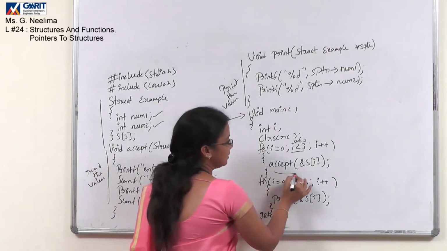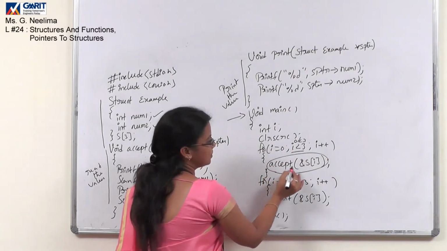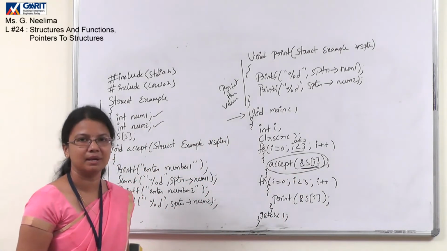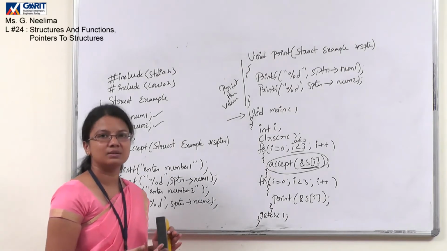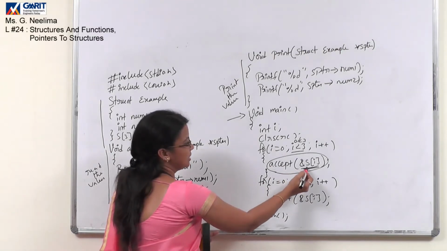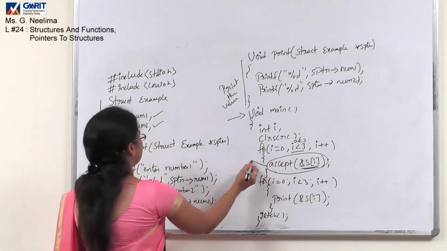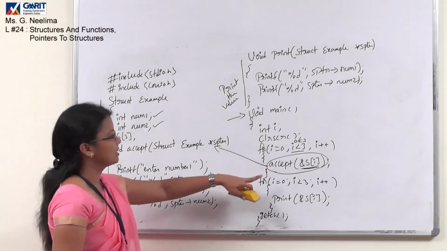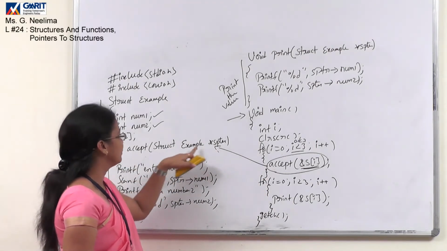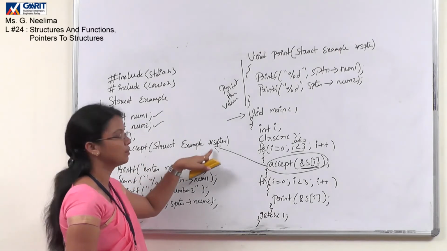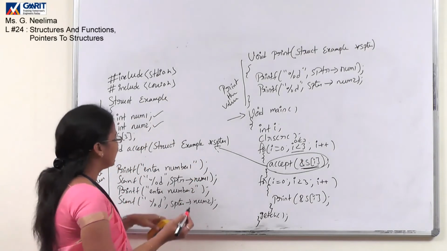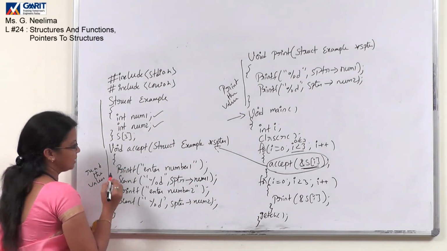Here we are calling the function accept. I am passing ampersand s of i, that means the address, that means a reference. Call by reference I am passing in the function. So automatically the control comes here. Since a reference is passed, the variable is declared as a structure example asterisk pointer. Later on we are entering the values here.